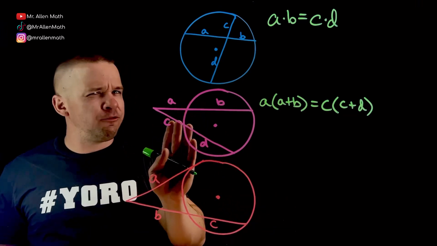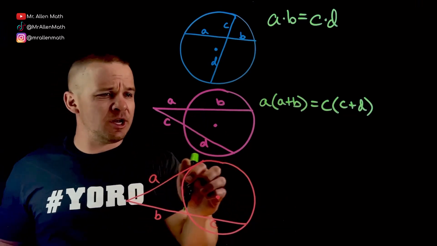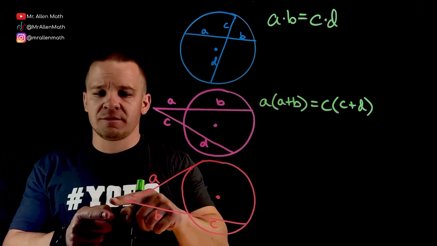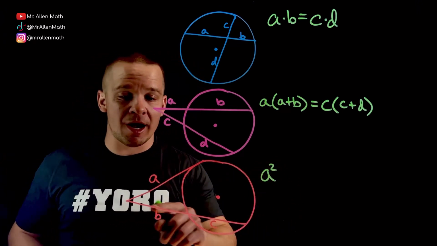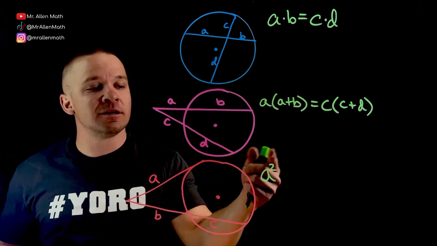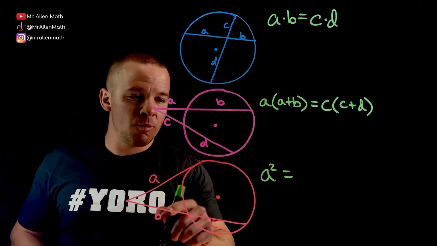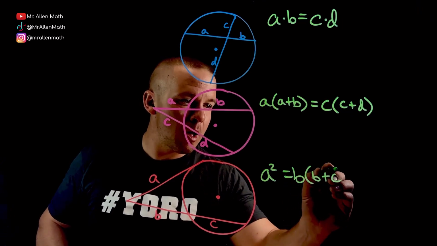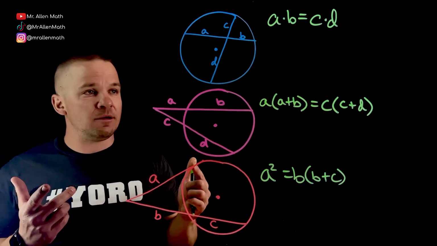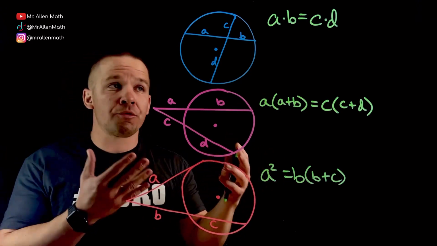And the last one, this is a tangent and a secant, okay? Same formula essentially, except for this one it's just A times the entire thing, which is A, or we could call that A squared. So A squared equals B times B plus C. That looks like the back half of the formula up there. Okay, there we go. So we've got all three formulas.